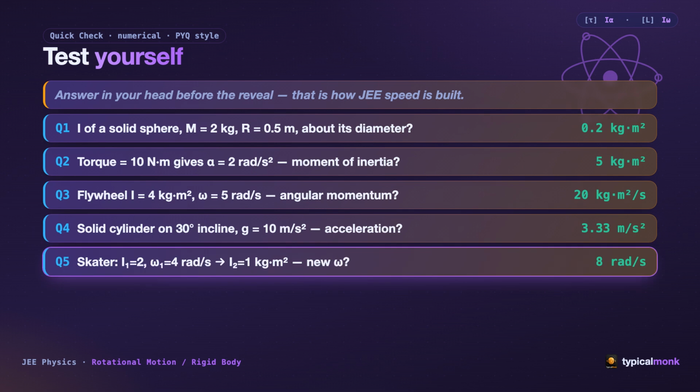The thinker. A skater spins at 4 radians per second with moment of inertia 2 kilogram meter squared, then pulls in her arms until her moment of inertia becomes 1 kilogram meter squared. Her new angular velocity? Angular momentum is conserved, I1 omega 1 equals I2 omega 2, so 2 times 4 over 1, 8 radians per second. If you caught that one, you have truly understood today's class.